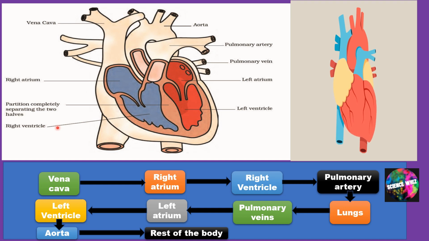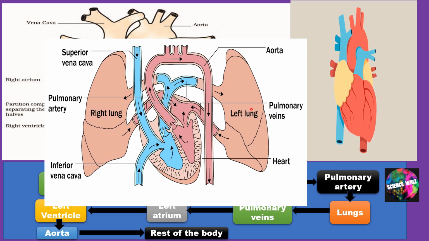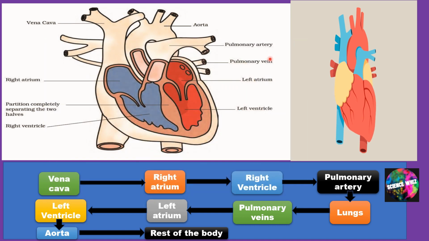Let's learn how the blood flows through the human heart. Here is an image of the human heart, starting with vena cava, right atrium, right ventricle, pulmonary artery, to the lungs. Here, right lung, left lung, pulmonary artery, pulmonary veins. Here is the heart. Here is the largest artery, aorta. Then left atrium, pulmonary veins, then left ventricle, the largest artery aorta, and to the rest of the body.